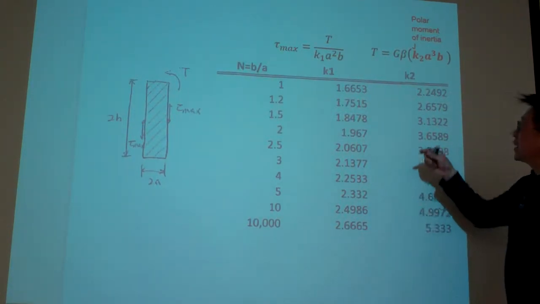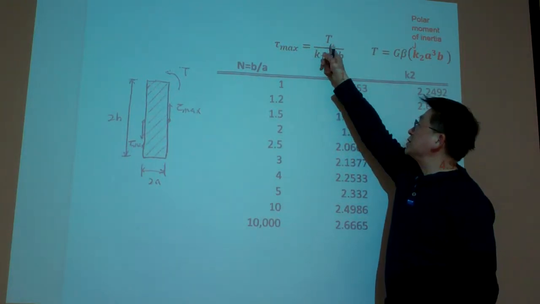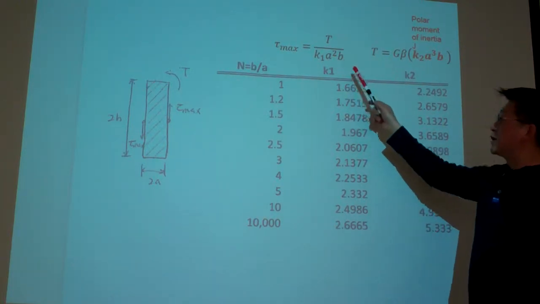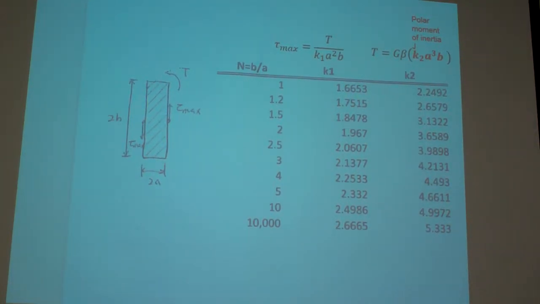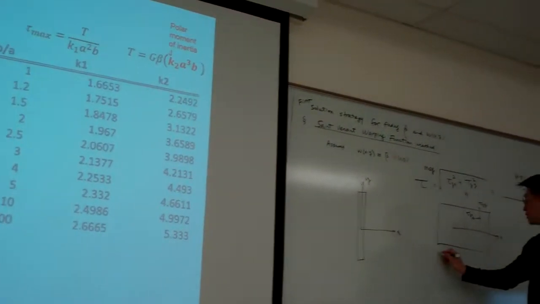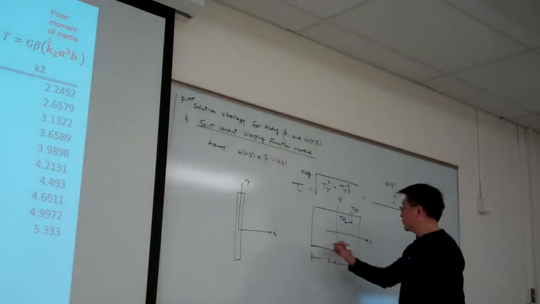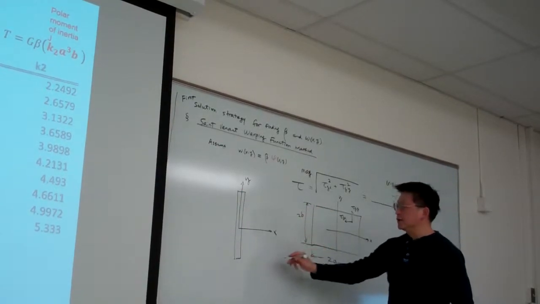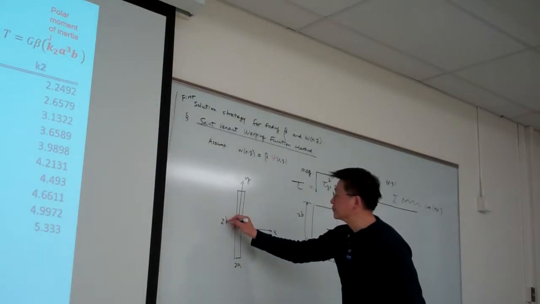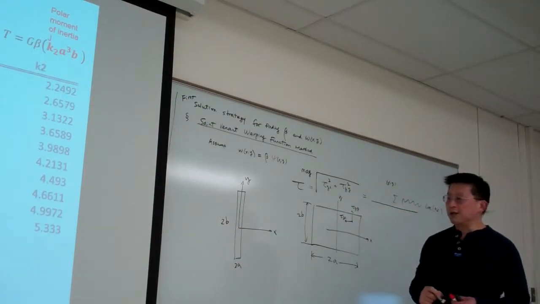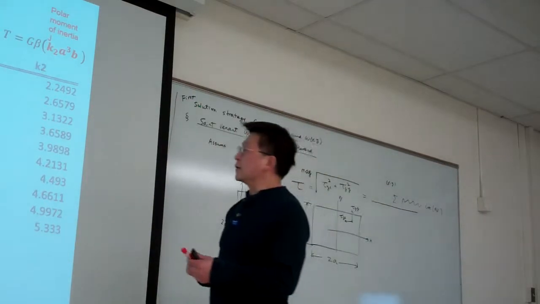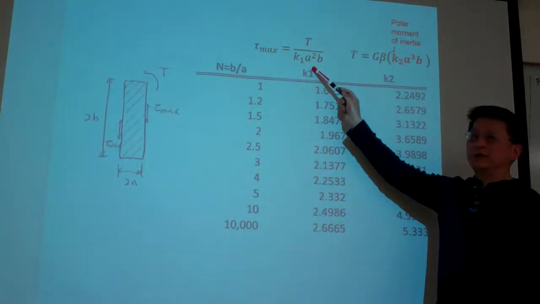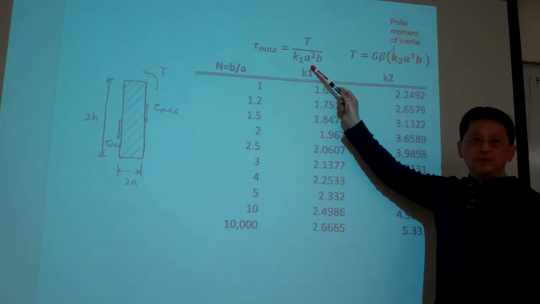So in this way, the maximum shear stress is equal to T, the given torque, divided by a term with a and b, which are half of the dimensions. Again, in our formulation for this problem, this side is 2A and this side is 2B. Keep this in mind. You have to know how the symbols are defined. I also put the formula here for you to easily access.